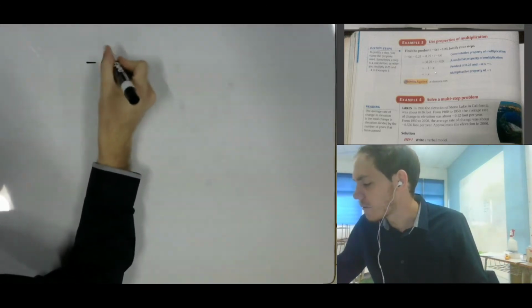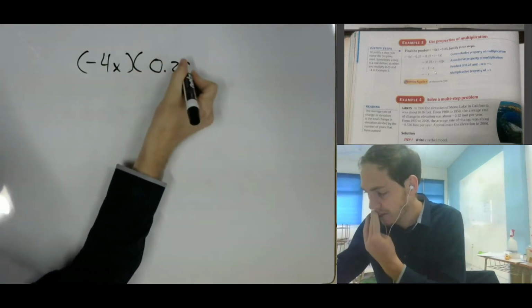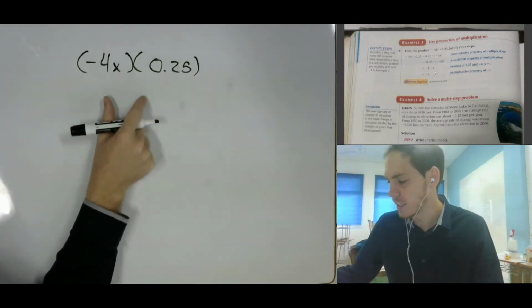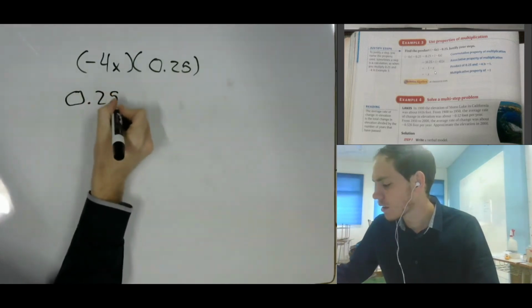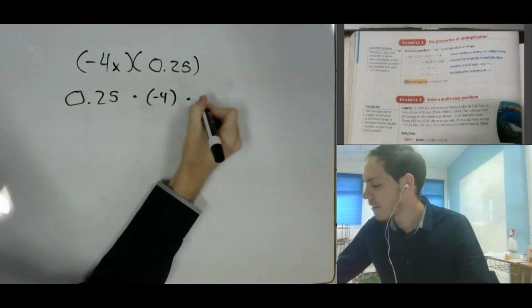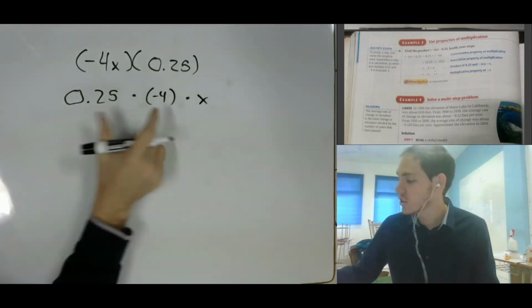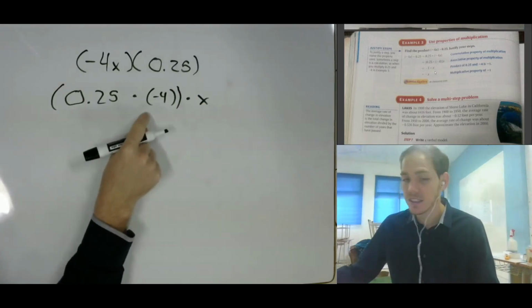So this is example 3 in the book. It's -4x in parentheses times 0.25. Now the first step I will do is rearranging, which is commutative property. Okay, commutative means you can rearrange. So I'm actually going to set it up such that we have each thing separated. Okay, notice I rearranged it. Now I'm going to use associative to multiply these two first. Okay, remember parentheses. So I'm going to multiply these two first.